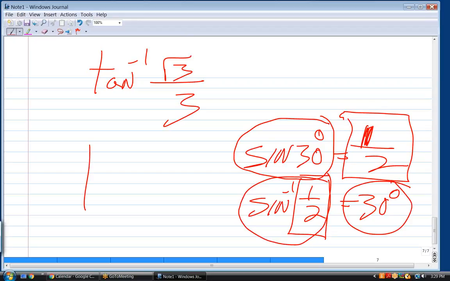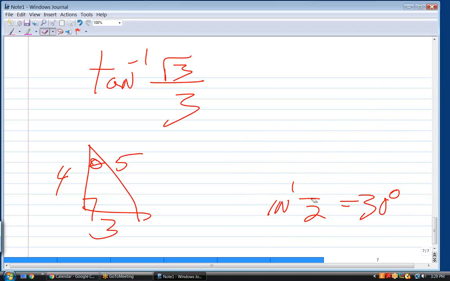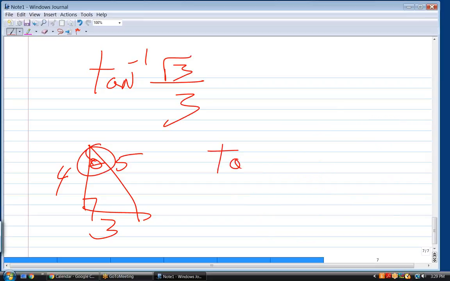So let's say you have a right triangle, and it's a 3, 4, 5 right triangle, and I want to know this angle right there. Well, I can use inverse trig functions to find that angle. I could use pretty much any of the 6, but I'm going to say this angle is equal to the inverse tangent of 3 over 4, right? That's what it means to do inverse.